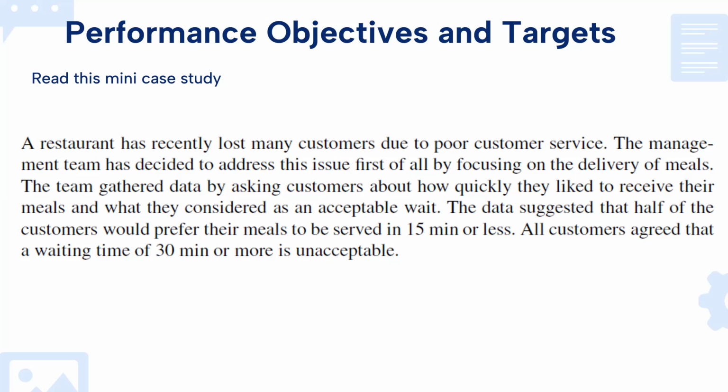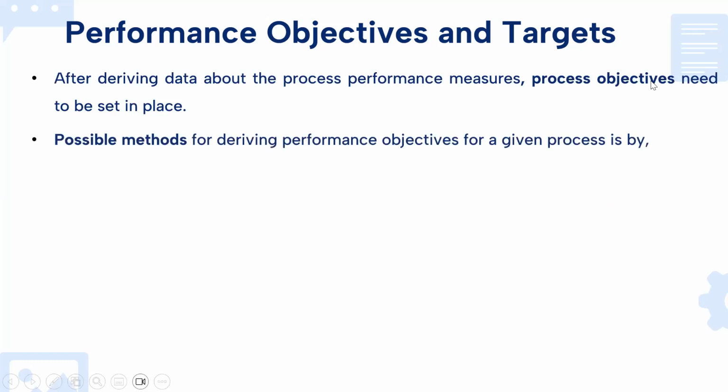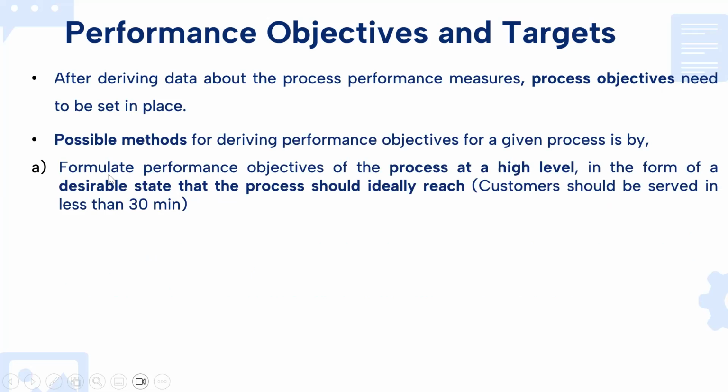Okay, so this is regarding the particular case study. Based on this, I will explain how to set performance objectives for an organization. After deriving data about the process performance measures, we have identified our current standards, and we have identified the acceptable level. Now process objectives need to be set in place. When you are setting process objectives, there are possible methods, and we can consider these A, B, C as steps. The first one is you should be able to formulate performance objectives of the process at a high level.